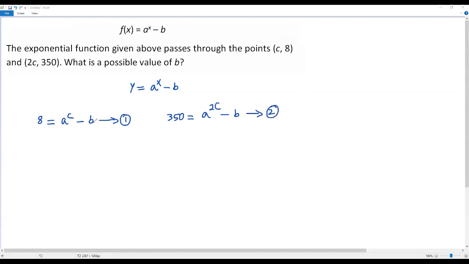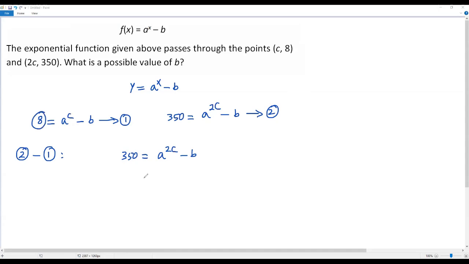Okay, now I'm going to subtract the first equation from the second equation to eliminate b. That is equation number 2 minus equation number 1. First let me write the second equation, that is 350 = a^(2c)^(-b). Here we have a negative sign in front of the first equation, that is, we have to multiply each term on both sides of the first equation by the negative sign.